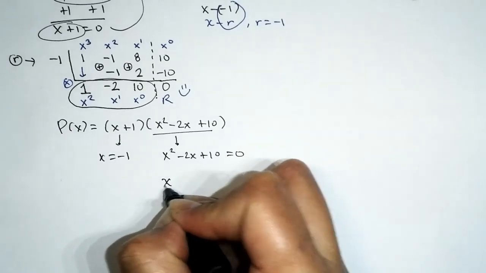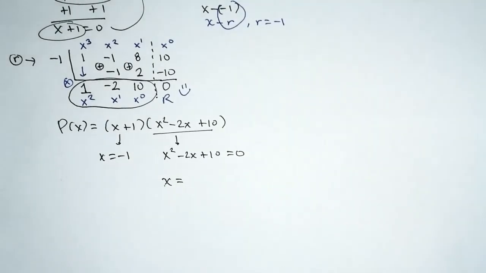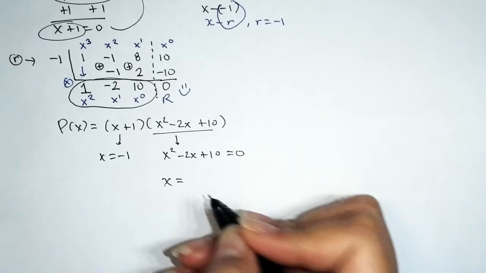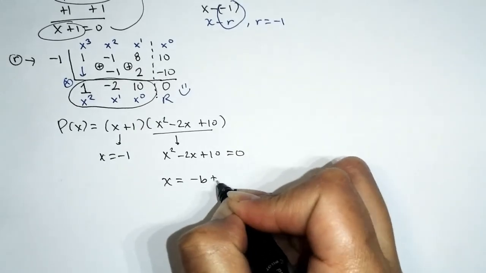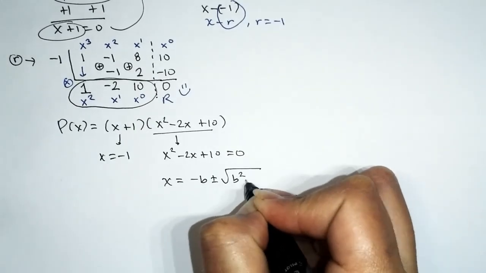So we have x equals opposite b. I was going to sing to you, but I got nervous. Stage fright.